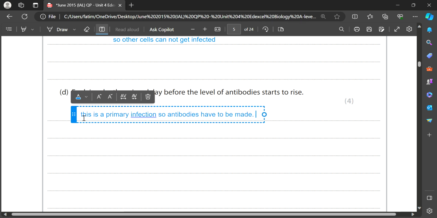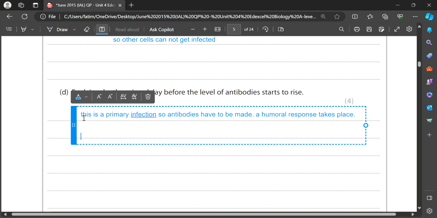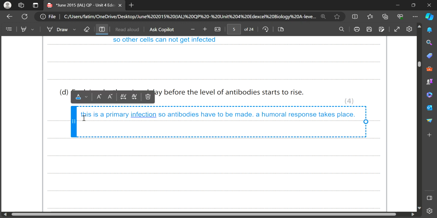Then we're going to explain how antibodies are made. So we're going to start with T killer, T memory cells, B cells, B effector cells, and how they differentiate to plasma cells and release antibodies. We have to mention that it's the humoral response. So a humoral response takes place. I can definitely write it better, but it proves the point. It's not the best language to use, but I think it gives us the mark. A humoral response takes place, and then we have to explain it.